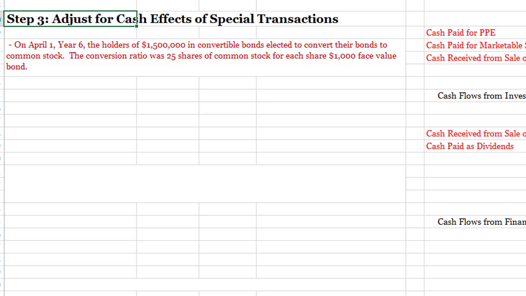So just like all of our other special transactions, we start out, is this operating, investing, or financing? And the answer is, it's none of them, because this is a conversion of bonds for stock, which means there's no cash at all. So our cash effect is none. There was no cash effect at all.